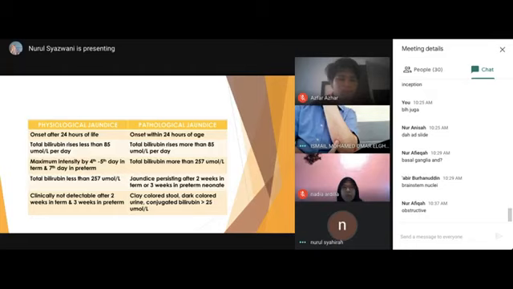For pathological, jaundice persists after 2 weeks in term or 3 weeks in preterm. The total bilirubin for physiological jaundice is less than 257, pathological is more than 257. Physiological jaundice is clinically not detectable after 2 weeks in term and 3 weeks in preterm. For pathological, we have clay colored stool, dark colored urine, and conjugated bilirubin more than 25 micromole per liter.